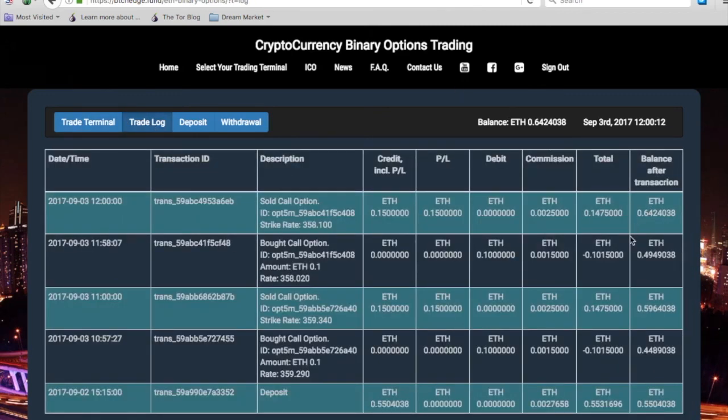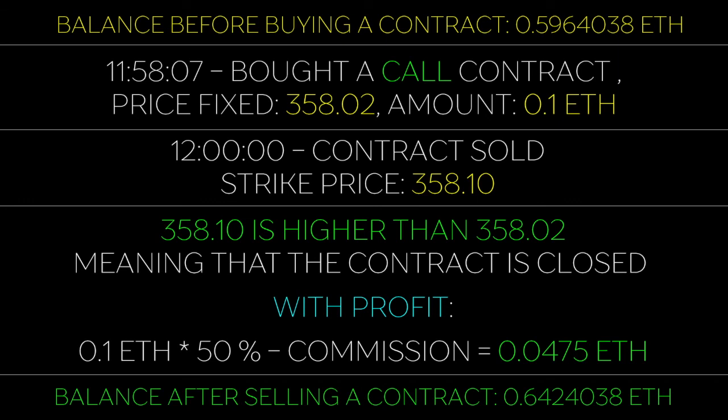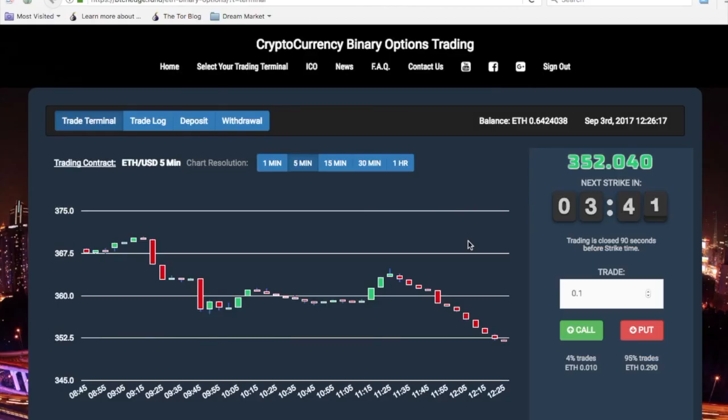You see in the trade log that we now have 0.6424 Ether. So we opened the call contract at 358.02 and closed it at 358.10, meaning that we won our second contract in a row. So let's buy another one.